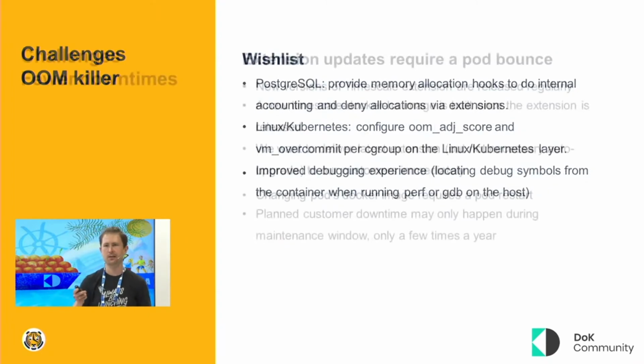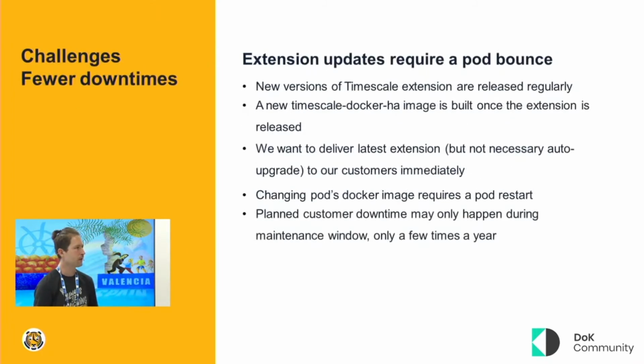But wait, this is not all. When running stateful workload, we want fewer downtimes. If your database is down because you want to upgrade to a new version of software, customers are unhappy, and we run a managed service. We want to make customers happy. So what we are doing for that: when you update software, for instance your extensions, and we release a new version of the Timescale extension every month, you normally replace your Docker image. But that doesn't work because replacing your Docker image is a pod downtime.